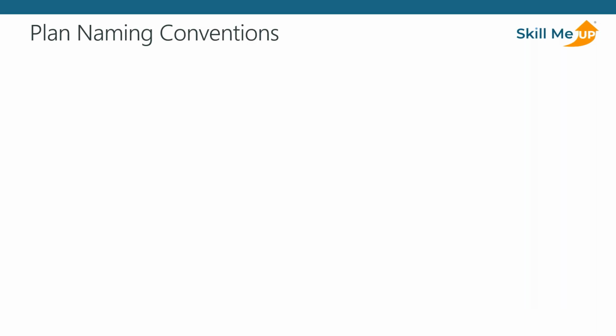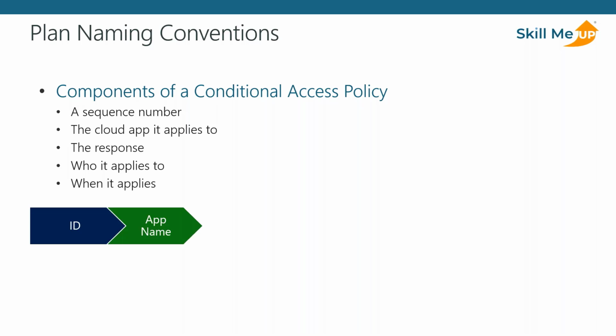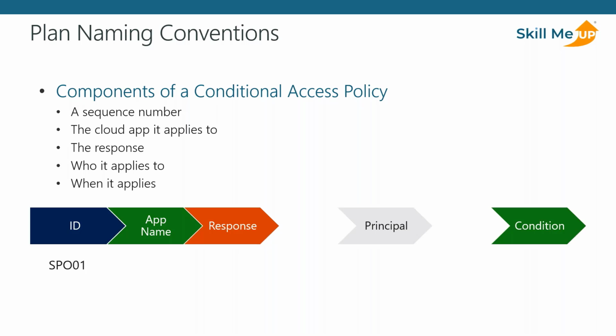It's important to understand actually the naming convention. This is more of a suggestion of something that makes more sense. So the components of a conditional access policy are really a sequence number, the Cloud App it applies to, the response that you want to happen, and then who it applies to and when it applies. So if you throw all these together, you can basically build a naming convention for conditional access policies. So for example, the ID of my policy, I'm going to call it SPO01.